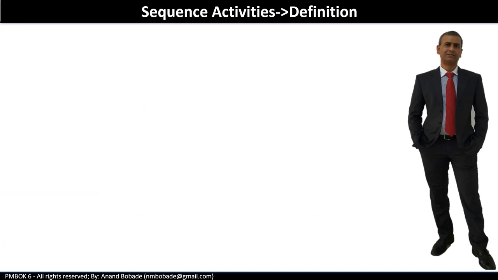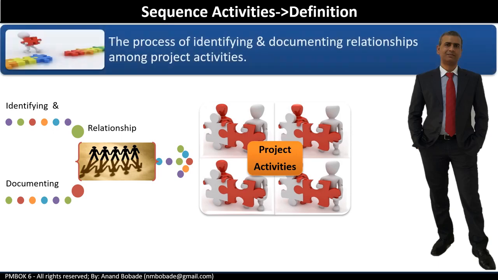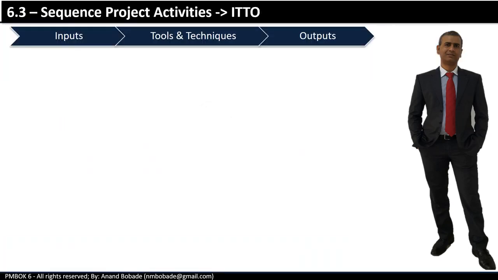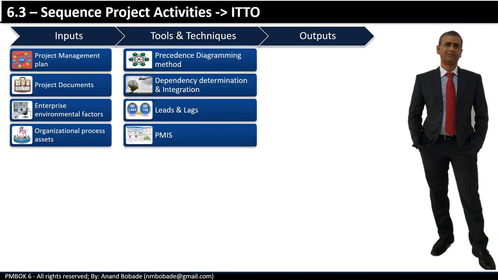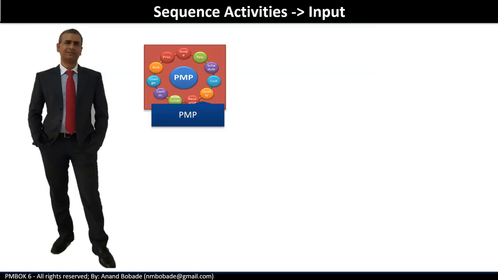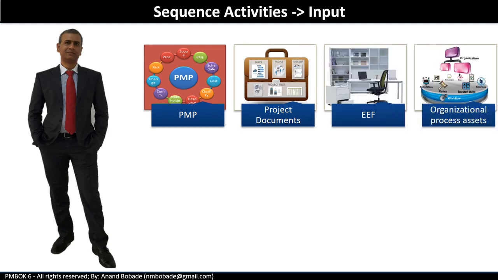Let's take a look at process definition. Sequence activities is the process of identifying and documenting relationship among the project activities. The key benefit is it defines logical sequence of work to obtain greatest efficiency within the project constraint. Let's look at inputs, tools and techniques and outputs. Inputs are project management plan, project documents, enterprise environmental factors and organizational process assets.